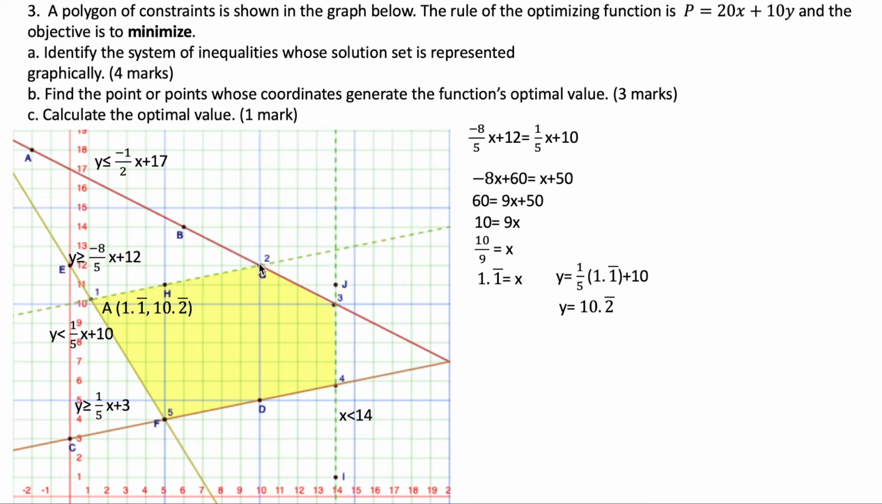This vertex, we can read it right off the graph. It is 10, 12. And this one is 14, 10. And this one is 14. This one we have to calculate as well.